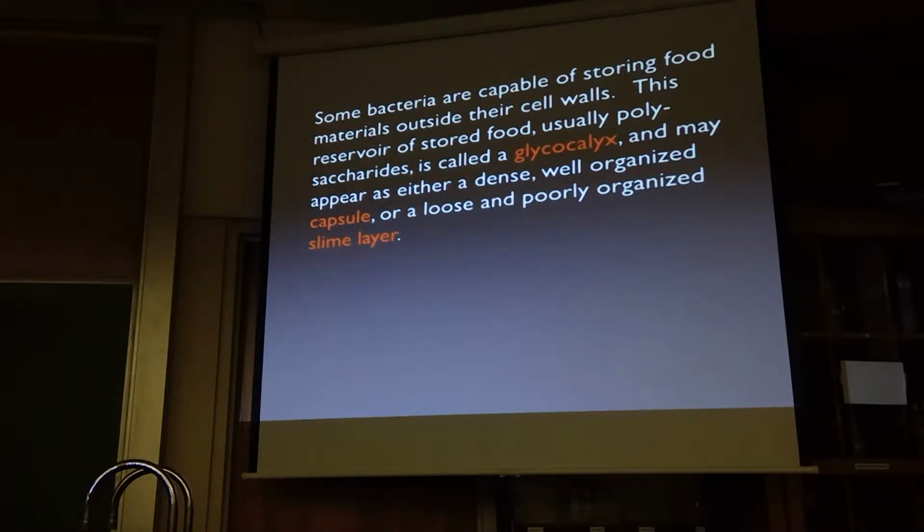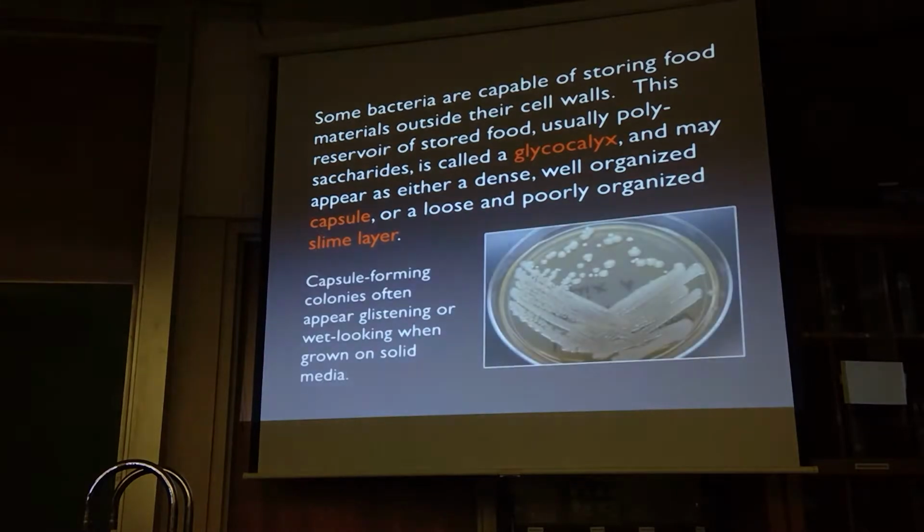This is introduction to the capsule, the glycocalyx. Again, it's a material outside the cell wall. A capsule is the dense, well-organized glycocalyx outside the wall. If the material is loose and slimy, the colonies look really wet, then it's called a slime layer. Slime layers don't stain very well, but capsules stain pretty well. So one thing about colonies that form capsules, oftentimes they look wet, glistening.